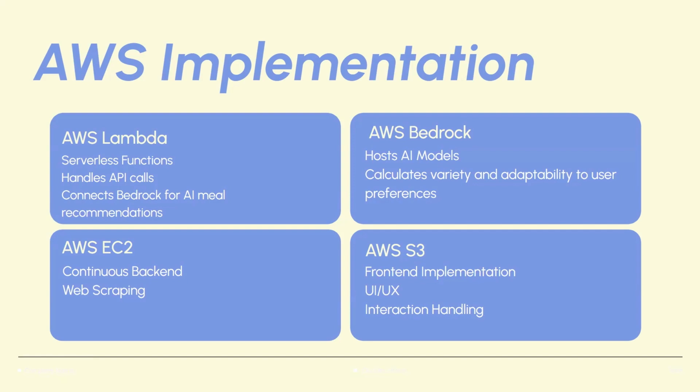Then we have the EC2, which is for continuous backend running. And here's where we get our web scraping and all of that. And finally, our S3, where we have our front end implementation, UI, UX, and interaction handling.